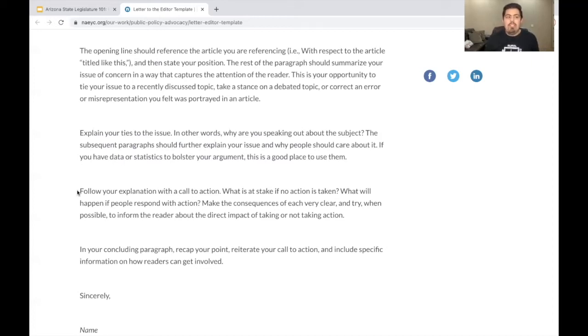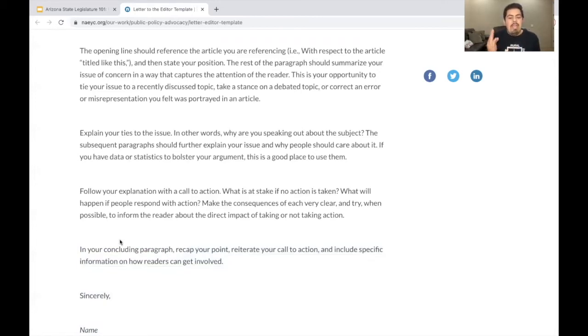So a call to action could be like calling your representatives, or maybe it's filling out a form online, or maybe it's actually doing something that can change the issue immediately. Like if someone's writing, let's say, a letter to the editor about trash on the side of the highway, maybe your call to action could be volunteering for an organization that picks up trash on the side of the highway.